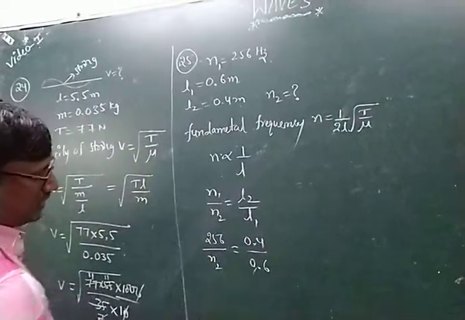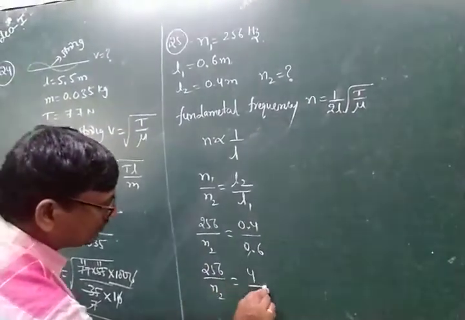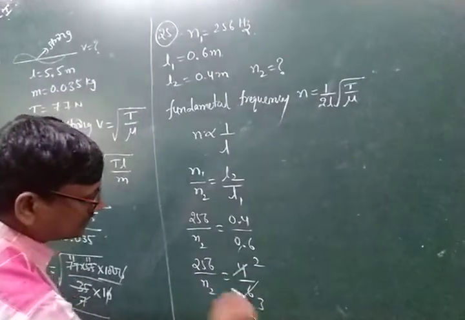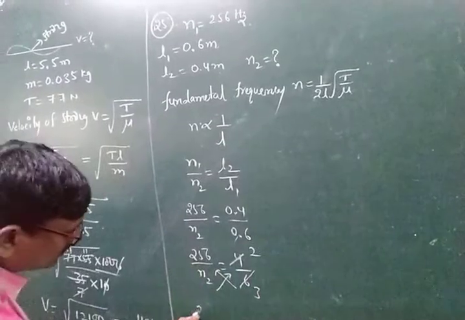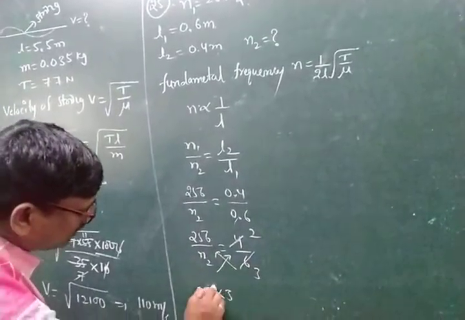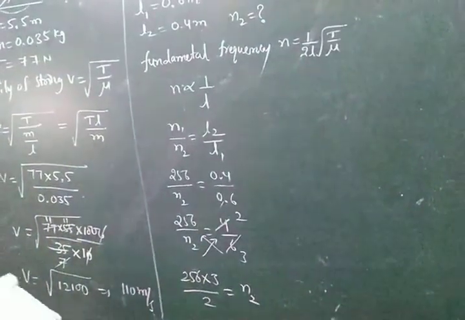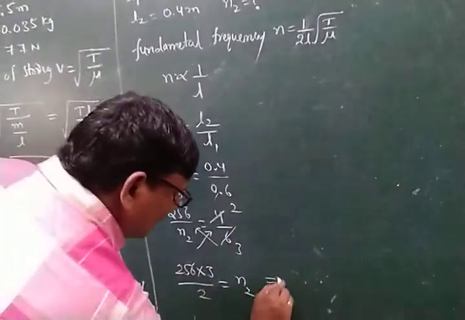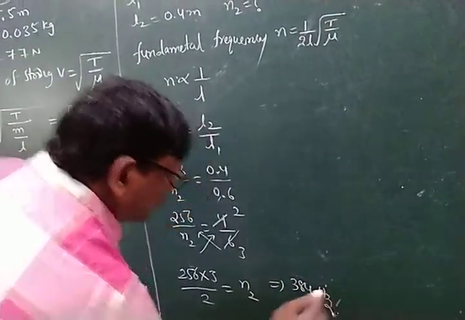Now the point is removed. 256 by N2 is equal to 4 by 6, which is 2 times, 3 times. Then we can find out N2. Cross multiply: 256 into 3 divided by 2 is equal to N2. Then we have the calculation. Finally we get N2 is equal to 384 Hz.